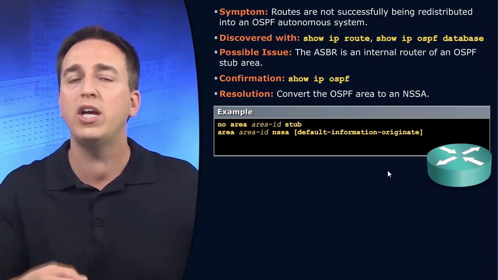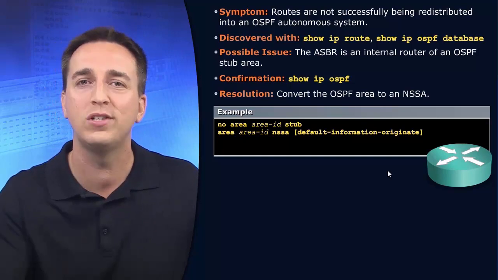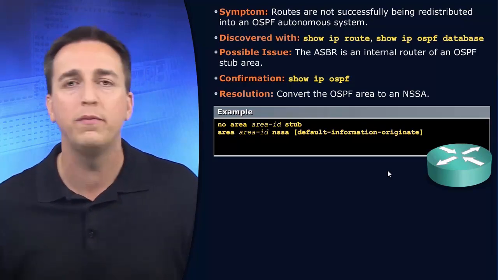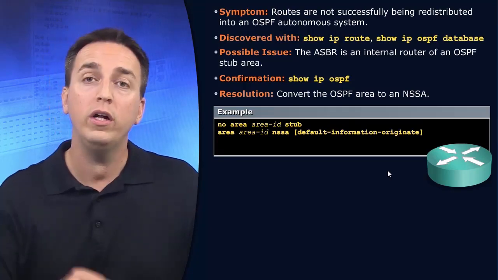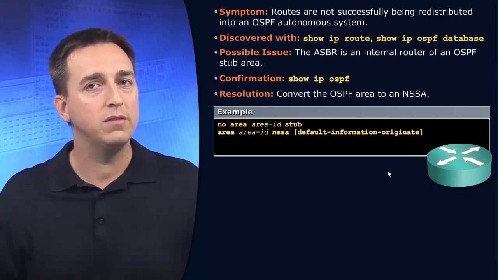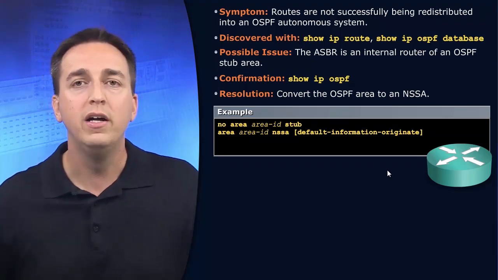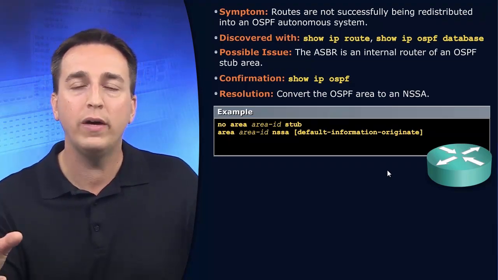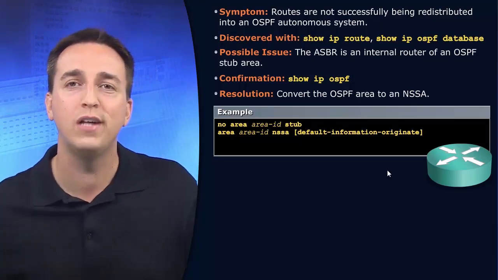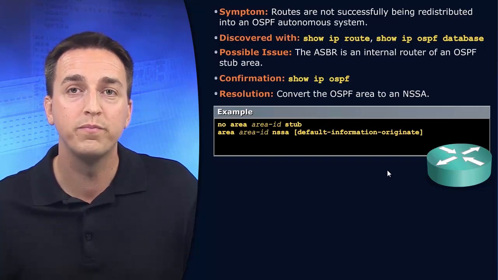Instead, what we can do is we can change that stub area to a not so stubby area, because the not so stubby area still prevents type 5 LSAs. But what it will do is it will allow type 7 LSAs. So the autonomous system boundary router now, which is going to be R7, is going to instead create a type 7 LSA that it sends into that not so stubby area, so area 567.